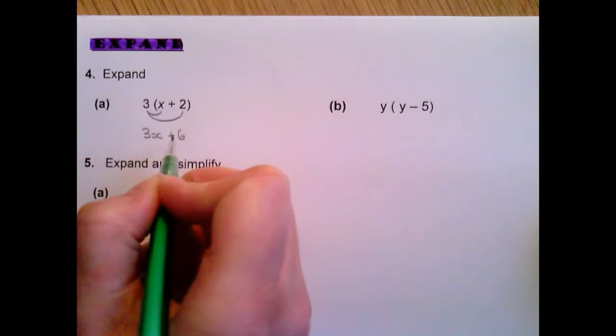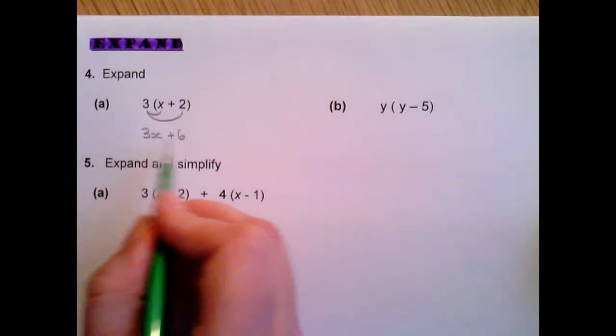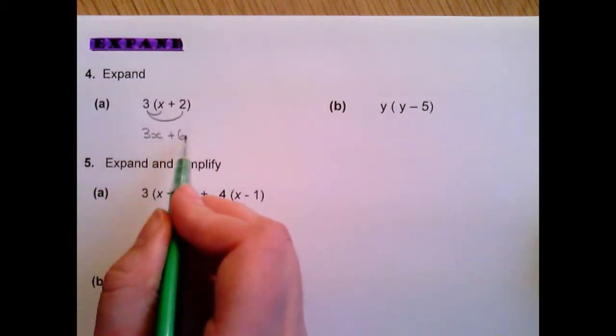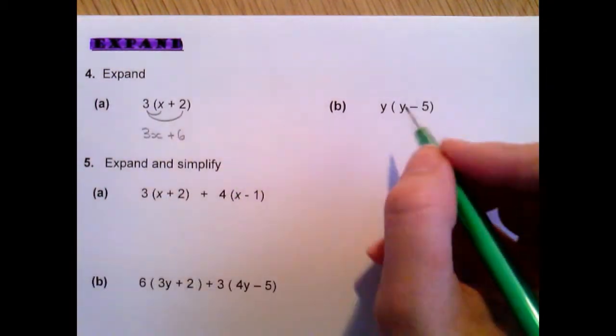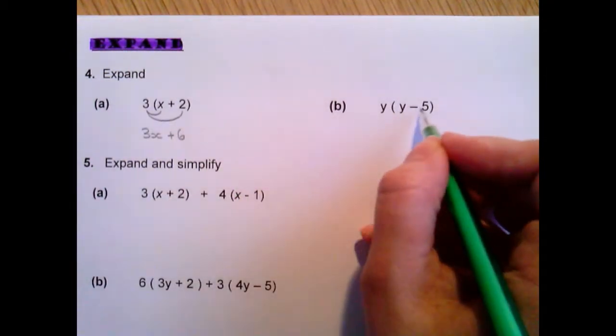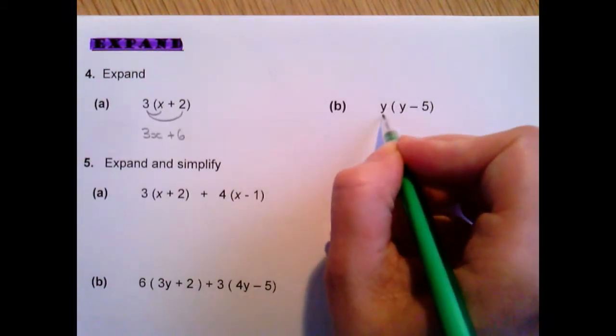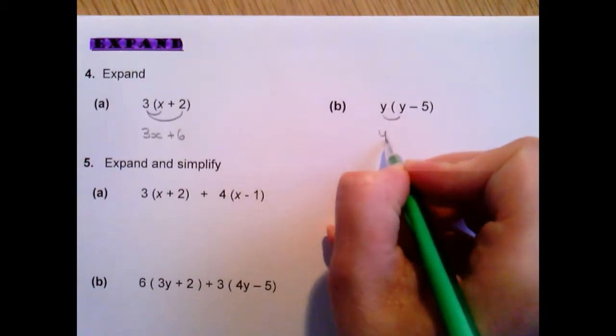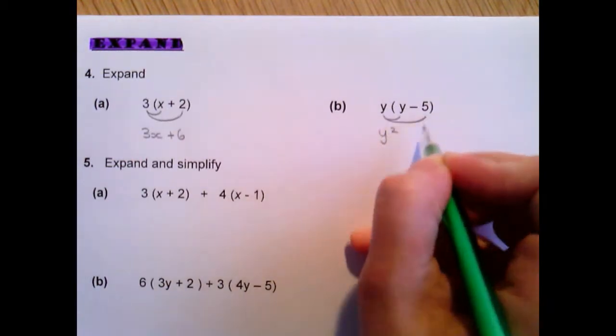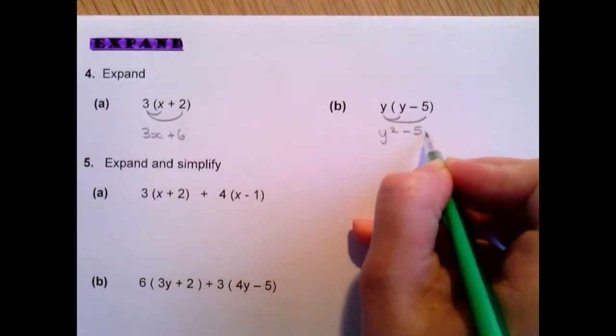And then you just copy the adding sign down. You can't actually add those together because one of them's got a letter and the other one doesn't. Then y bracket y minus 5. To expand that, you multiply everything inside by the y in front. So y times y gets you y squared, and then y times 5 gets you minus 5y.